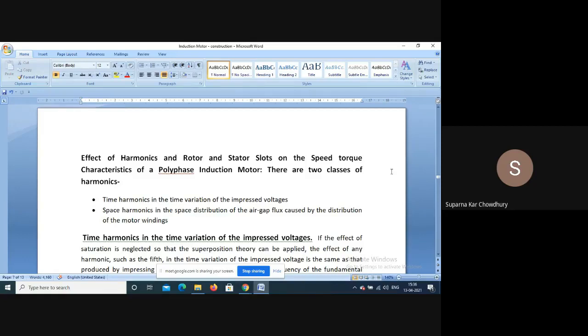Then, the effect of harmonics and of rotor and stator slots on the speed torque characteristic of a polyphase induction motor. Now, harmonics can be of two types. One is the time harmonics, which is present in the time variation of the impressed voltage, and the other is the space harmonics in the space distribution of the air gap flux, caused by the distribution of the motor winding.